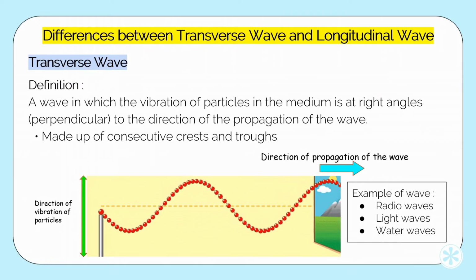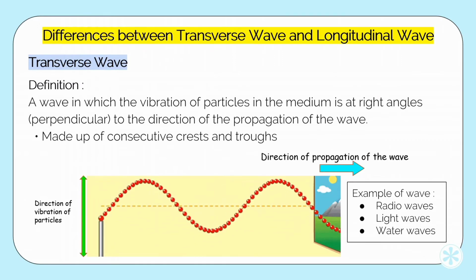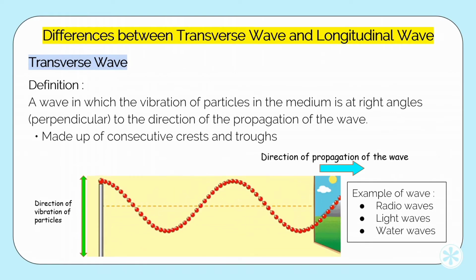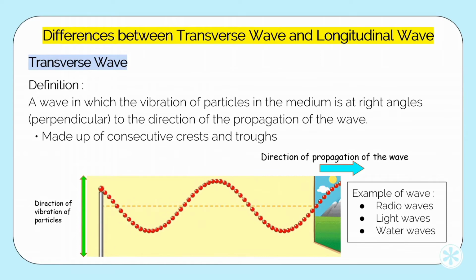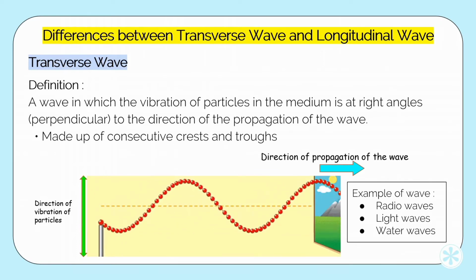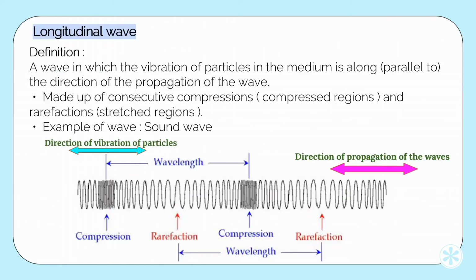And you can see the direction of vibration of the particle is traveling up and down, but the wave energy is still moved horizontally. The examples of transverse waves are radio waves, light waves, and water waves.